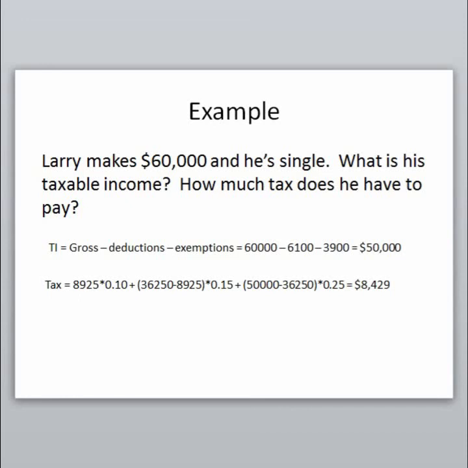So he would take his income, his $60,000, subtract off the standard deduction of $6,100, and then subtract off the exemption for just him to get $50,000. So his taxable income is $50,000. Then looking at the chart, we see it says tax rate 10% up to $8,925. So that means the first $8,925 he makes is taxed at 10%. So he'll take his first $8,925 and multiply it times 0.10 to calculate 10% of that.